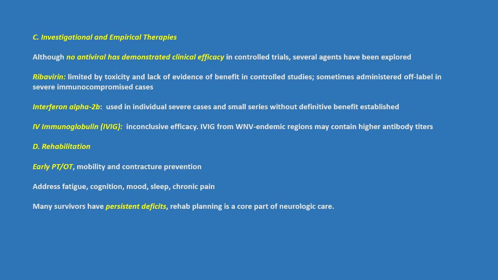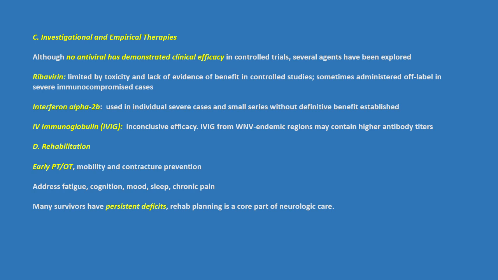Investigational and empirical therapies. Some agents that have been explored include ribavirin, which is limited by toxicity and lack of evidence of benefit in controlled studies. Interferon alpha-2b, used in individual severe cases in small series without definitive benefit established. Intravenous immunoglobulin has inconclusive efficacy. However, IVIG from West Nile virus endemic regions may contain higher antibody titers.